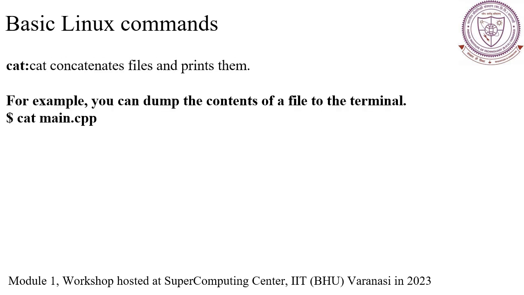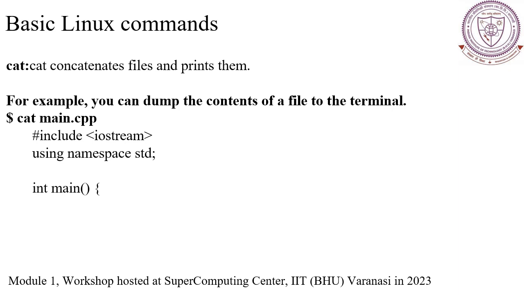Then the cat command came. So what does the cat command do? It can concatenate files and print them. So if I don't want to open the file using vim or nano, and I just want to see the text which is written inside the file, I can simply write cat and the file name. Then it will simply show me what is written inside the file.